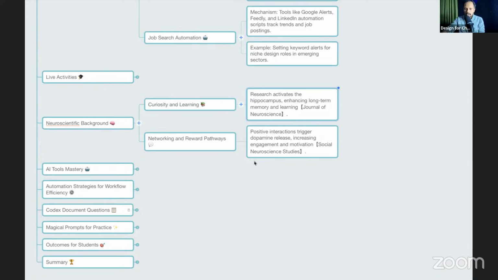Positive interaction triggers dopamine release. You will feel so happy, guys, when you find some gap and talk to people. Muthu, are you happy or not? A lot of you guys will also feel happy once you do it properly.